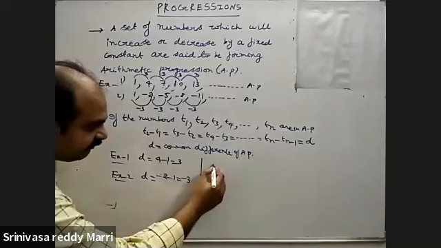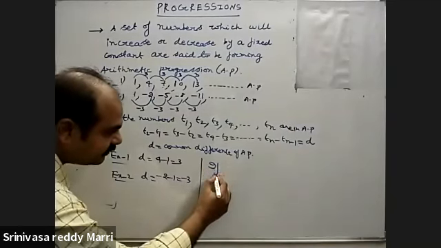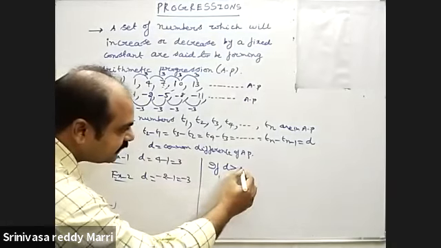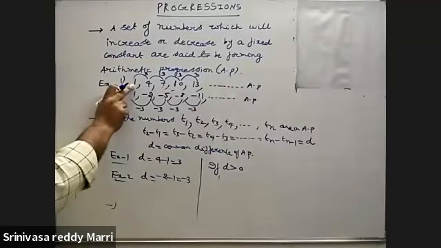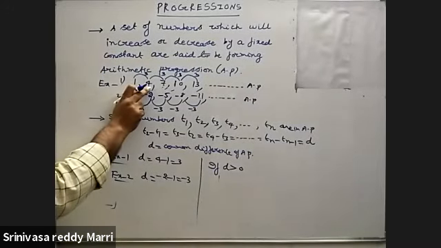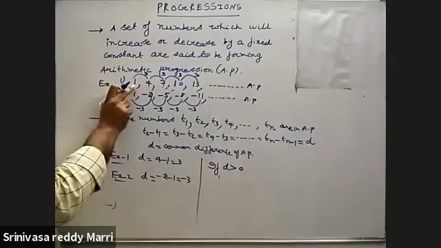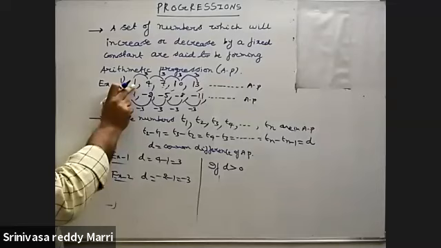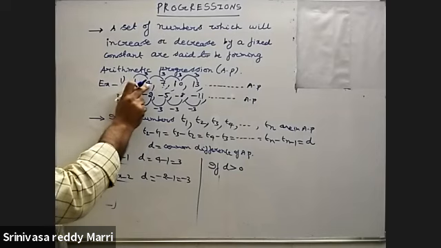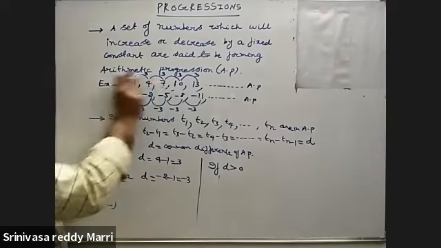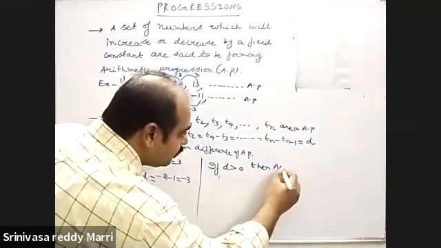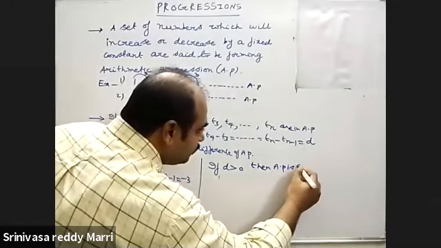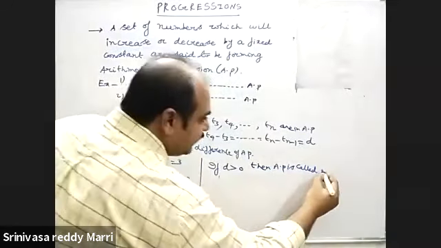We can define it like this. If D is greater than 0, that means common difference greater than 0, how will the terms be? In increasing order. First term is 1, next term is 4, next term is 7. The first term increased by 3: this plus the common difference will be the second term, 1 plus 3, then 4 plus 3 is 7. Like that, if D is greater than 0, then the AP is called, in this case, an increasing AP.